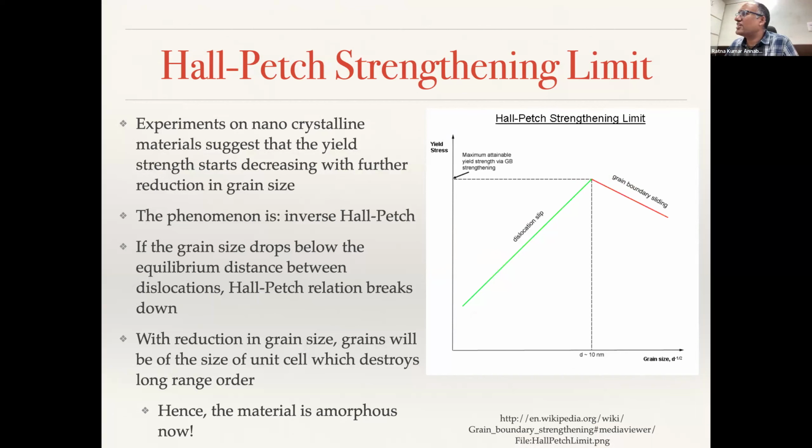If you further reduce the grain size, grains will be of the size of the unit cell, which destroys the long range order, and now the material is amorphous. It is not crystalline anymore. Then you cannot talk about plastic deformation through slip; you should be talking about plastic deformation through other mechanisms. Any questions there? So you understood how a nanocrystalline material is stronger than a coarse grained counterpart. For example, nanocrystalline copper will have higher yield strength compared to coarse grained copper. Do you understand why?